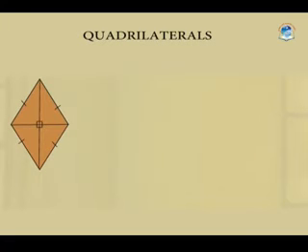A rhombus has all its sides equal in length. These sides do not necessarily meet at right angles. While the diagonals of a rhombus meet at right angles, they are not necessarily equal in length.